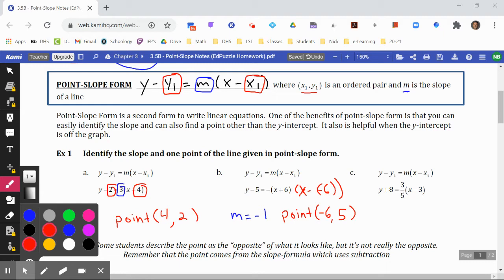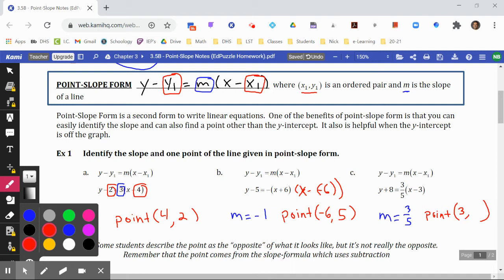All right, and letter C here, again, we have an equation of y plus 8 equals 3/5 times x minus 1. So why don't we go ahead and find that slope first. Hopefully you got 3/5 as your slope. And now we're going to look at this point. Again, a point is an x comma y. So then I'm going to look at my equation. I'm going to remind myself of the form, it's x minus x1. Well, it's in the correct form. So therefore, my x value is a positive 3.